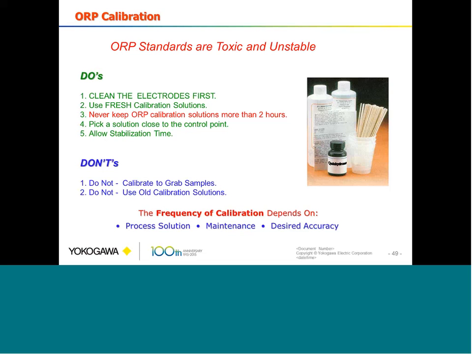Calibration is typically done just like pH, about once a month, and a little more often with more aggressive processes. And ORP is a one-point calibration. However, we usually use two solutions with different values, one to calibrate and one as a check.